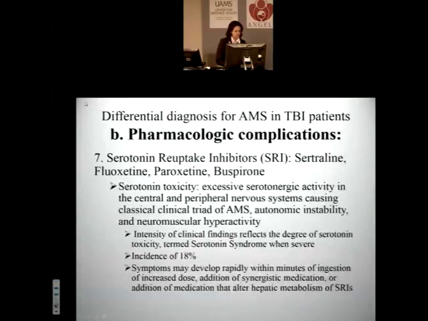Serotonin reuptake inhibitors. Serotonin toxicity is the excessive serotonergic activity in the central and peripheral nervous system. Causes, of course, the clinical classic triad of altered mental status, autonomic instability, and neuromuscular hyperactivity. The intensity of clinical findings reflects the degree of serotonin toxicity, and when it's really severe, we term it serotonin syndrome. The incidence of this with patients taking this kind of medications can be as high as 18%. And what's very interesting about this is not only does it correlate with the degree of toxicity, the symptoms can develop pretty rapidly within minutes of ingesting the new dose, an increased dose, or within minutes of adding a new medication to the polypharmacy that you frequently see these patients on, that can alter the hepatic metabolism of them.